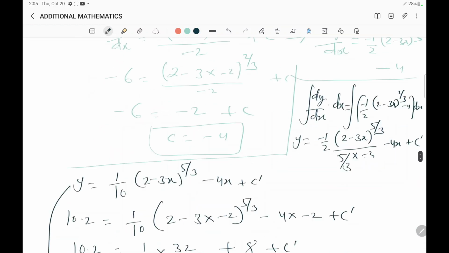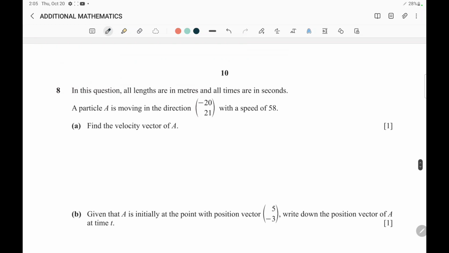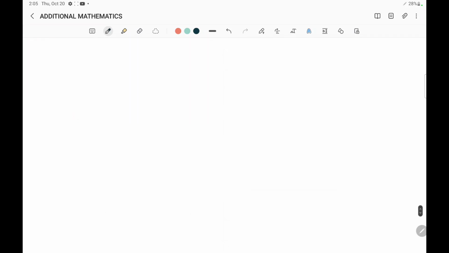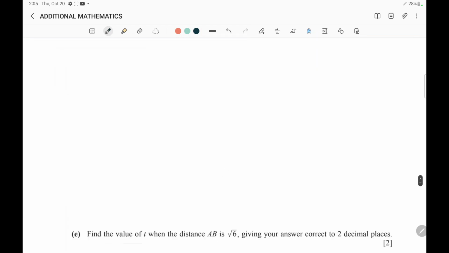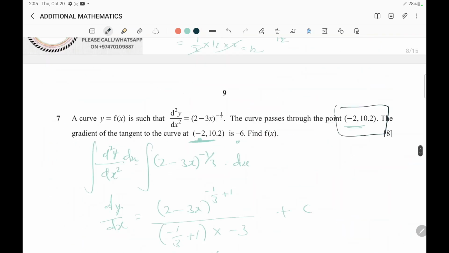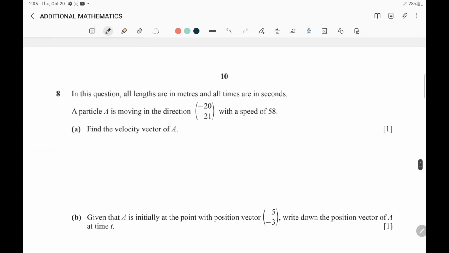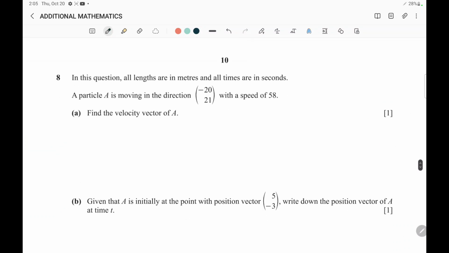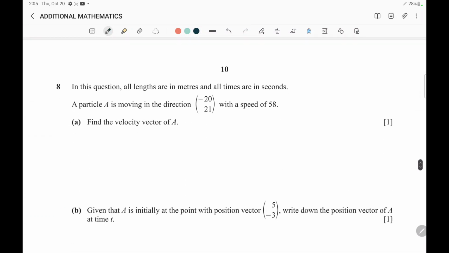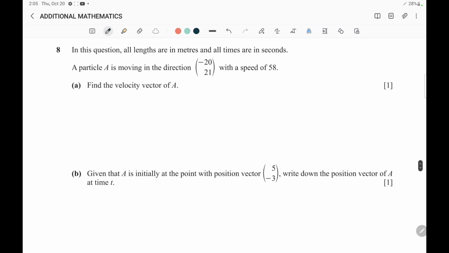Okay, so now we did question 7. Let's move to the next question. How many questions are left? Oh, many questions. Okay. In this question, all lengths are in meters and all times are in seconds. A particle A is moving in the direction of this with a speed of 58. Find the velocity vector of A.